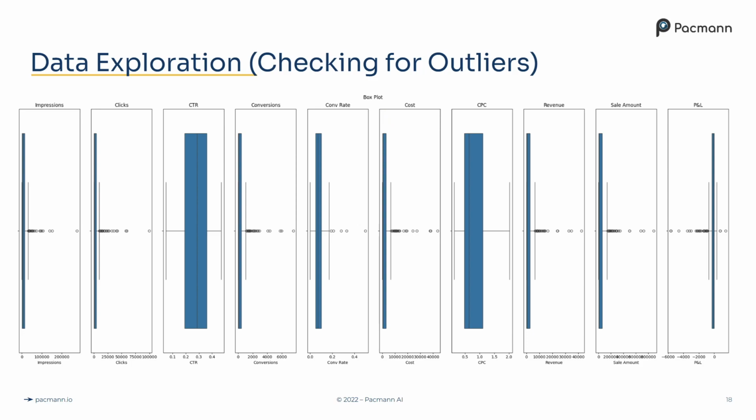As you can see here, there are a lot of outliers depicted by these small circles on top of these maximum lines, and the only columns that have no outliers are these CTR and CPC columns.